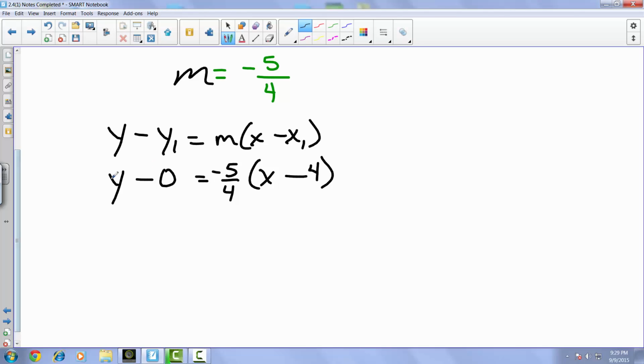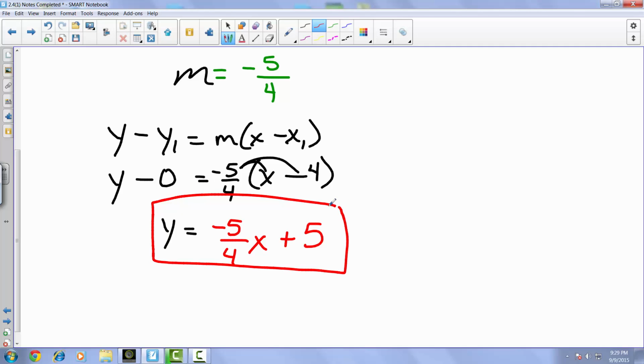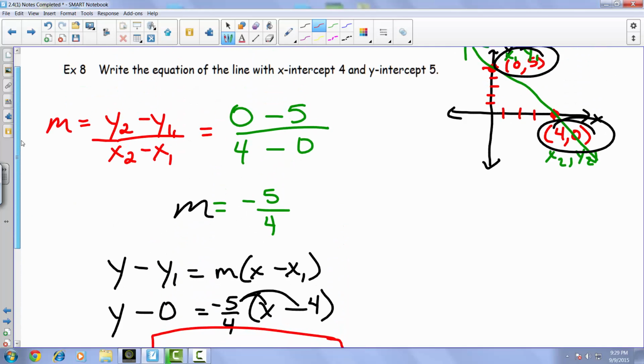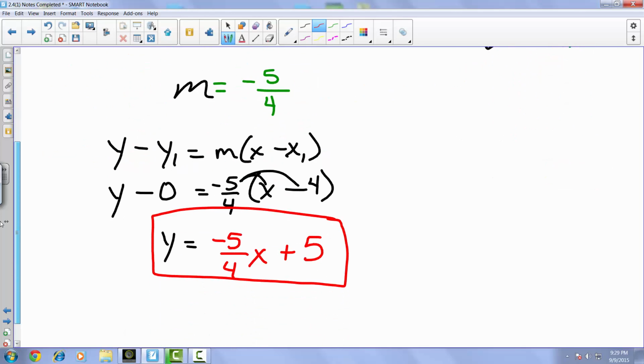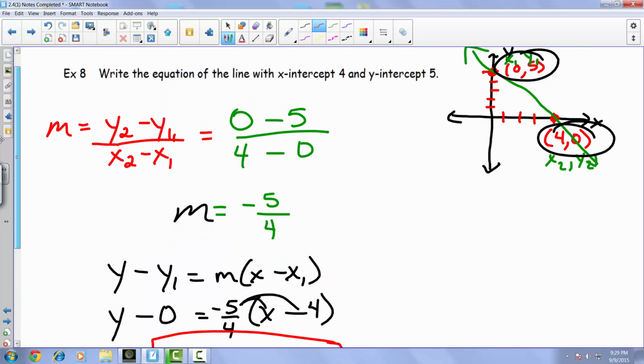Well, on the left side, when you're trying to solve for y, notice we're not subtracting anything from y. So it's literally just still y is equal to, distributing in this negative 5/4 to both items, we end up with negative 5/4 x. Negative times a negative is a positive. We end up with 5 times 4 is 20, divided by 4 comes out to be 5. So here is the equation of that line passing through those 2 intercepts. Again, it wasn't asking for standard form, so you could leave it in y equals mx plus b form. And again, that is example 8 from our 2.4 number 1 set of notes.